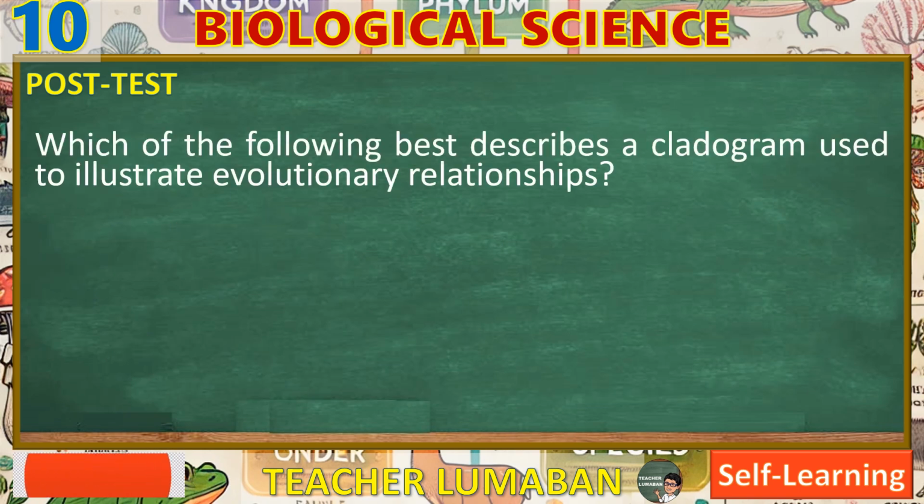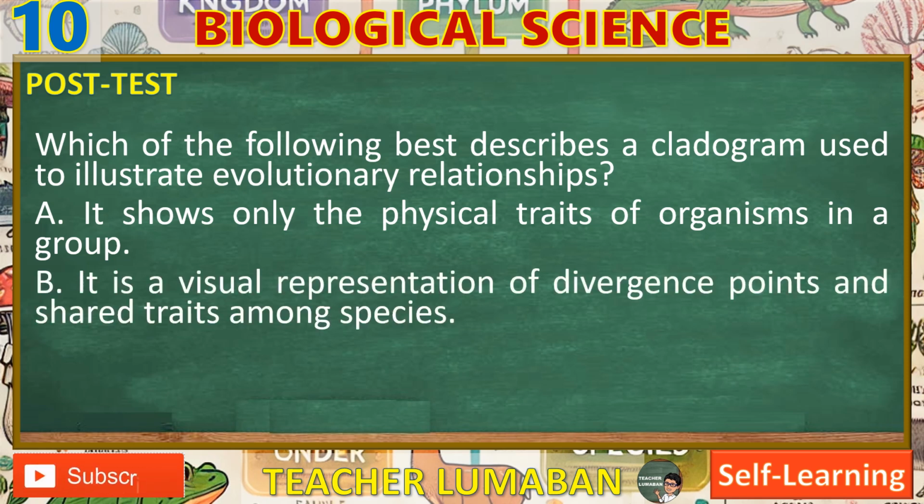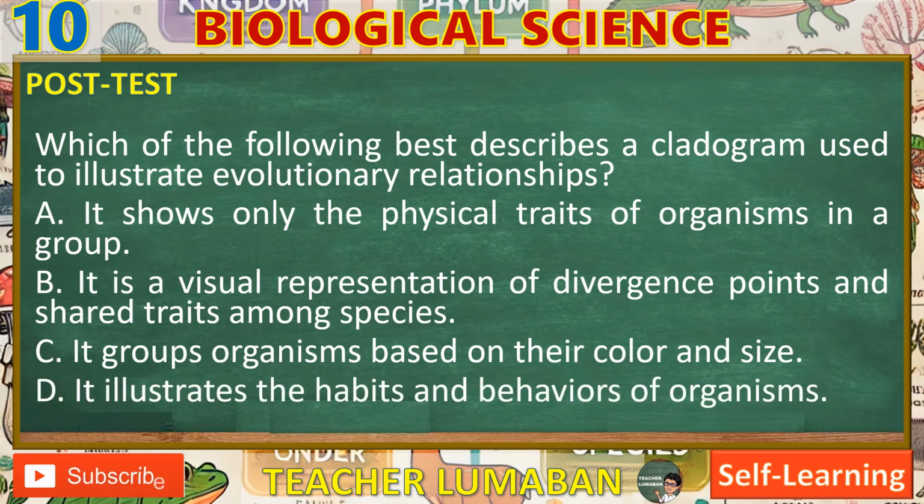Which of the following best describes a cladogram used to illustrate evolutionary relationships? A. It shows only the physical traits of organisms in a group. B. It is a visual representation of divergence points and shared traits among species. C. It groups organisms based on their color and size. D. It illustrates the habits and behaviors of organisms.